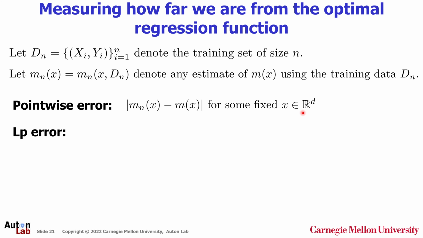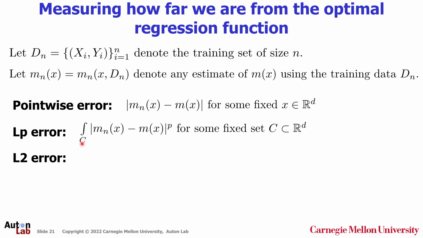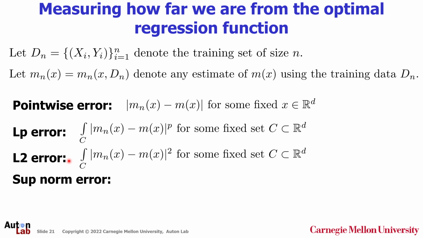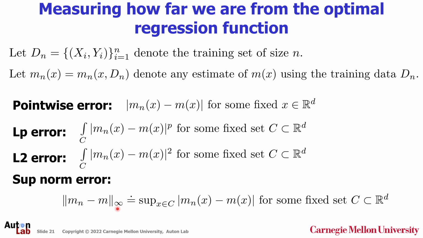Another way to measure the distance of m_n from m is to use the L^p error, which is the integral of |m_n(x) minus m(x)| to the power of p over a fixed set C. As a special case of this, when p equals 2, we get the L2 error. Sometimes we might be interested in the supremum norm error as well. This is also known as the infinity norm error, which is just defined as the supremum of |m_n(x) minus m(x)| over a fixed set C.